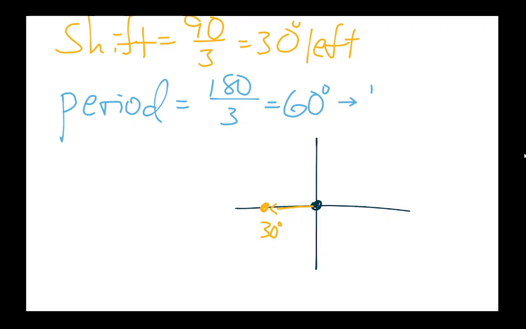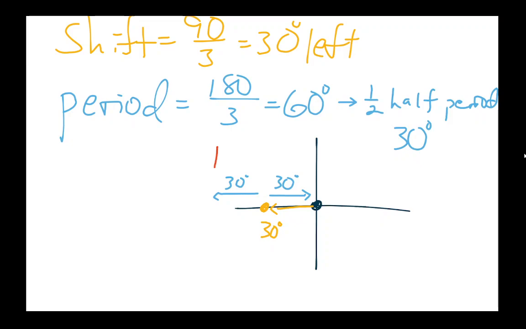So what I always like to remind students is that what you really want to think about now is half the period. That's pretty easy to find. Half the period just ends up being 30 degrees. But that means that you can travel half the period this way and half the period that way. You can travel half the period from the center, and that's going to land you on an asymptote, or it's going to take you back to an asymptote.